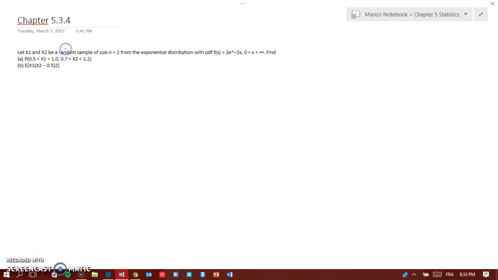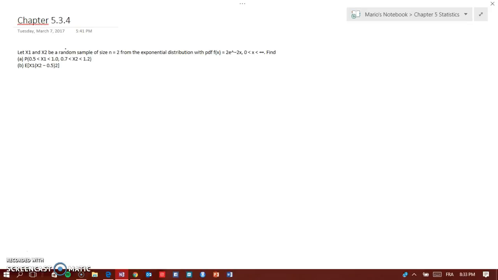Now, before I start, I'm going to tell you why I'm going to do this the way it's supposed to be done. Basically, x1 and x2 are samples, so they are taken from the same population, which has the PDF of 2e to the power of negative 2x. So x1 and x2 have the same PDF, because they were taken from the same population. So now we can understand what we're going to do.